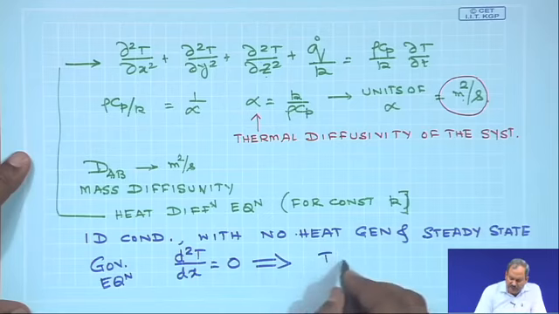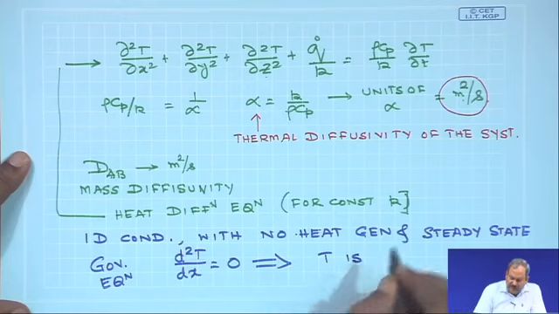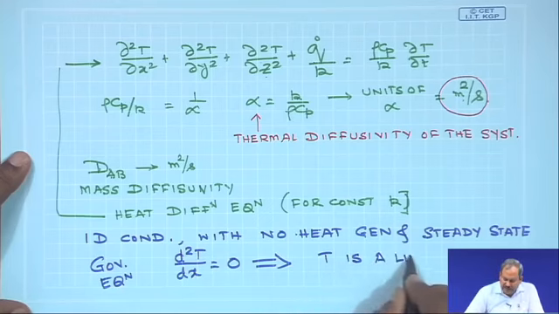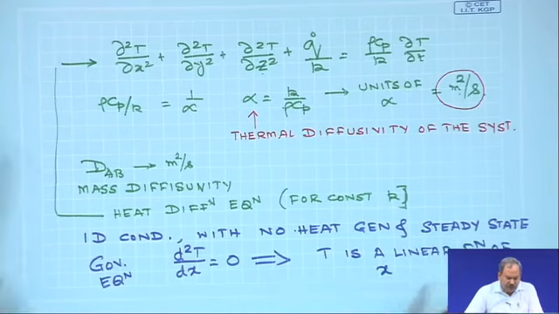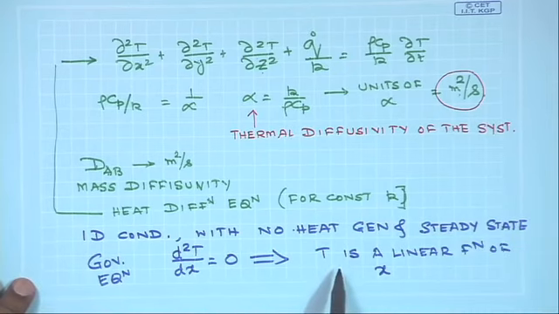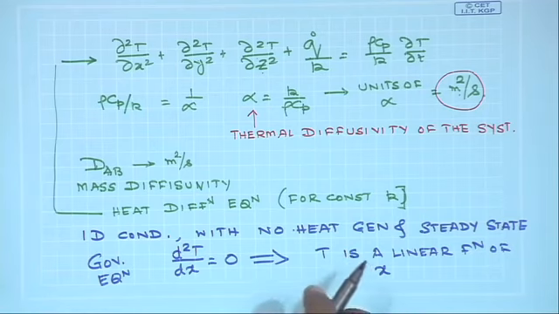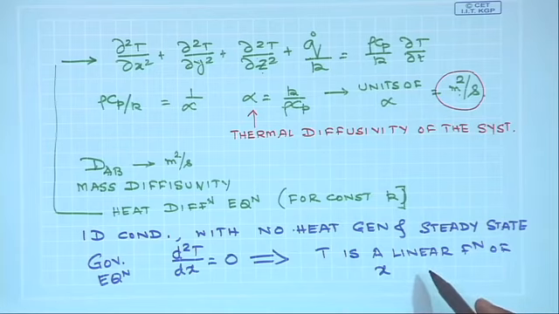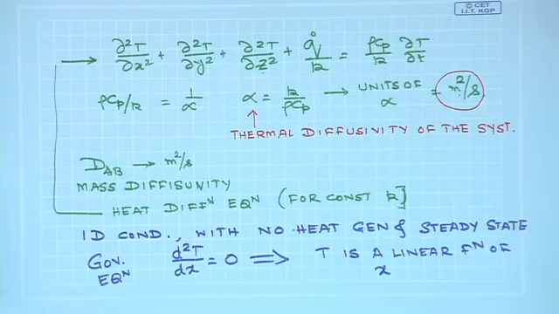If you solve this equation, then T is a linear function of x. So, if in a solid, let us say T is a function of x only, and it is at steady state and no heat is generated in the system, then for that special case you are going to have a linear distribution of temperature inside the system.